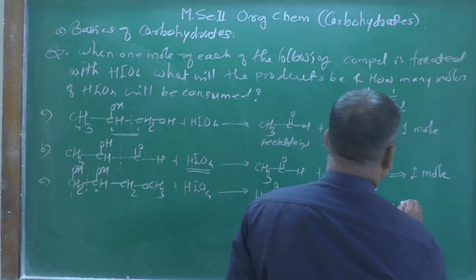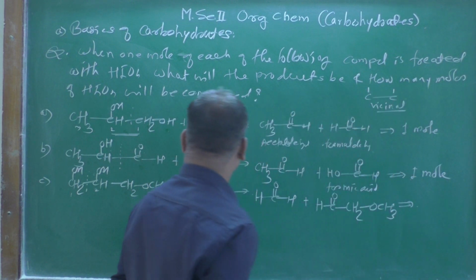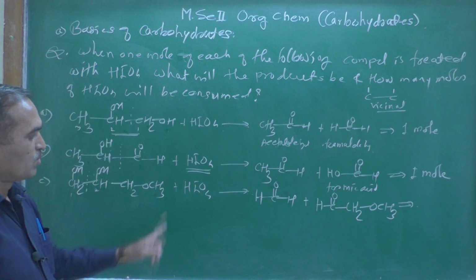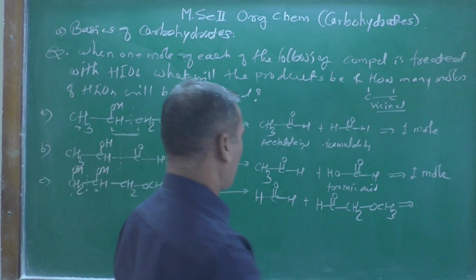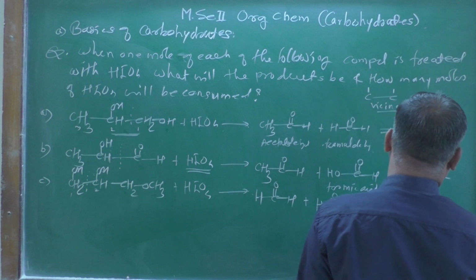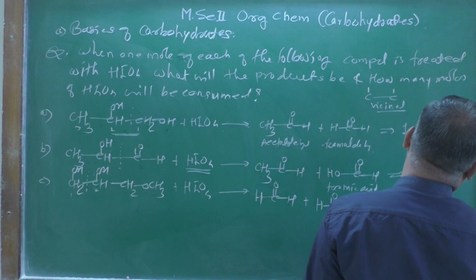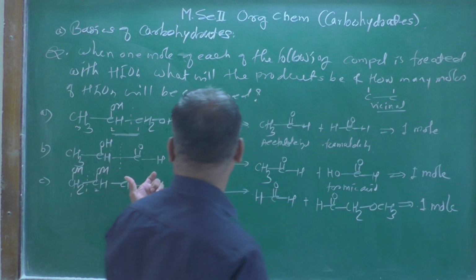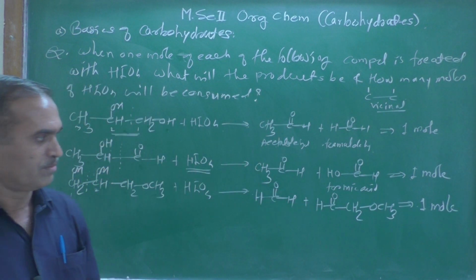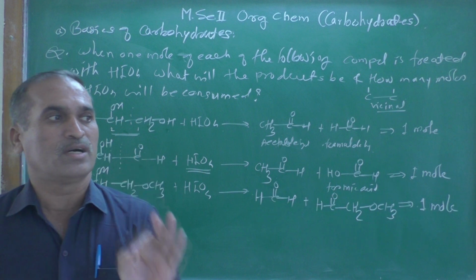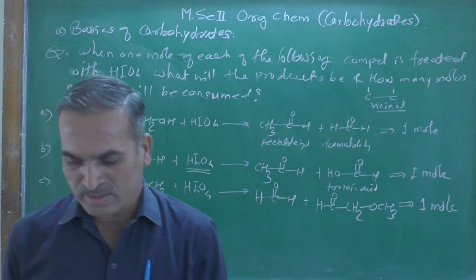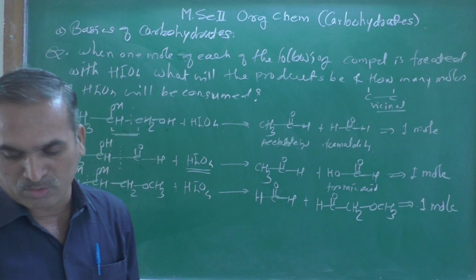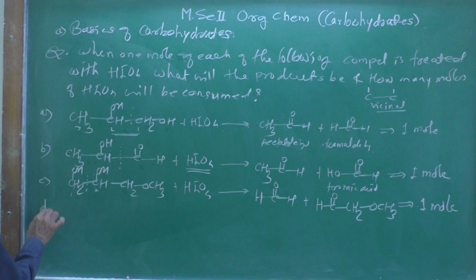If you observe this product carefully, how many moles of periodic acid are consumed? Only one adjacent pair of hydroxyl groups, OH and OH, so finally only 1 mole is consumed by this starting material. It indicates that 1,2 hydroxyl groups are present. Now look at one more example, D.